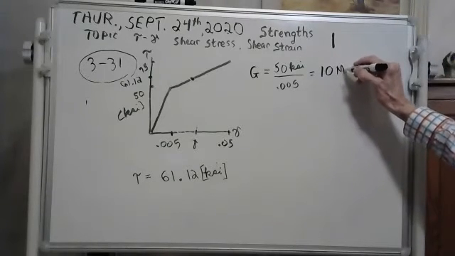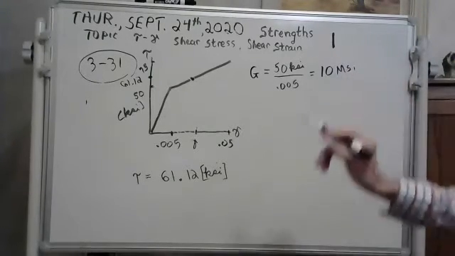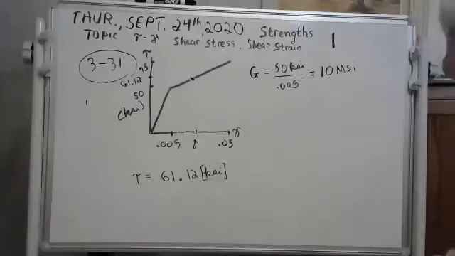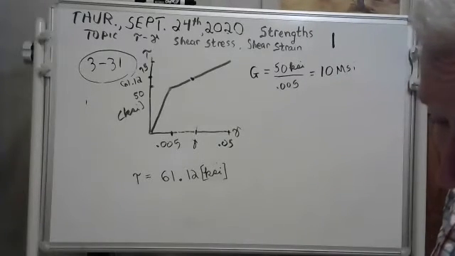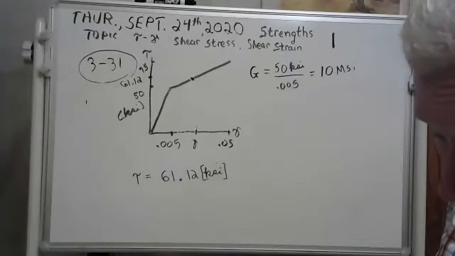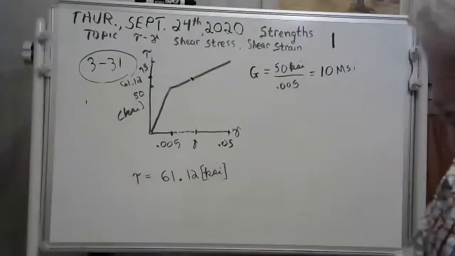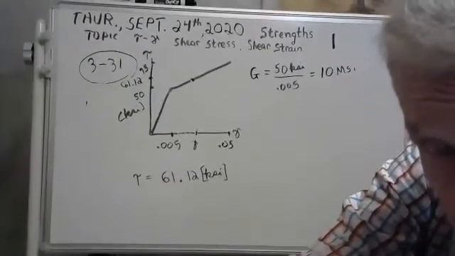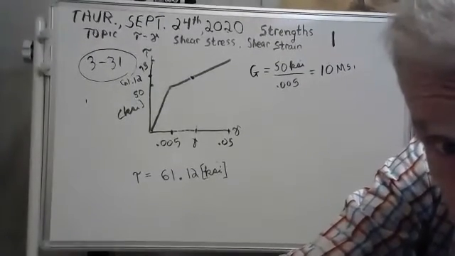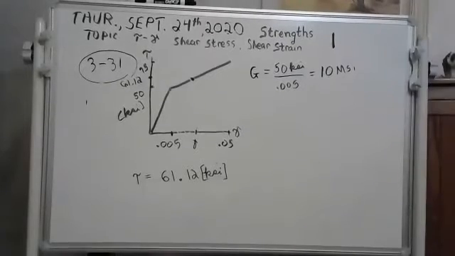It's 10 MSI. That stands for 10 megapounds per square inch. Or you could say 10 million pounds. Mega is the same thing as a million, right? Good going, Samuel.